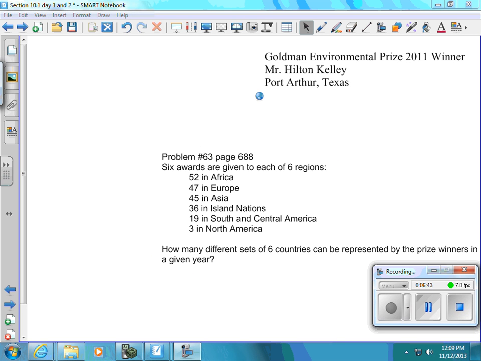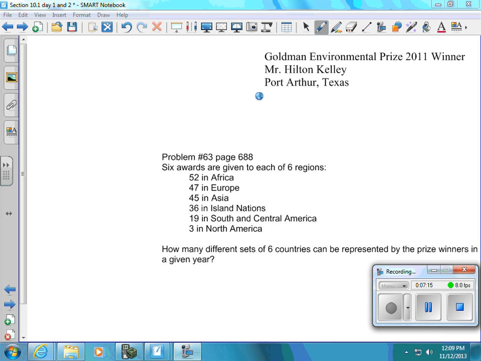Here is a problem. It's from your book. 6 awards are given to each of 6 regions. There's 52 countries in Africa, 47 countries in Europe, 45 in Asia, 36 in the island nations, 19 in South and Central America, 3 in North America. How many different 6 countries can be represented by the prize winners in a given year?